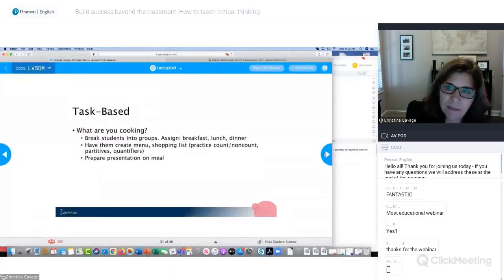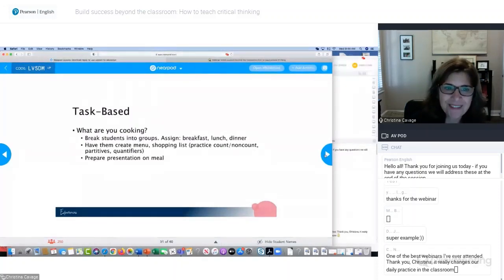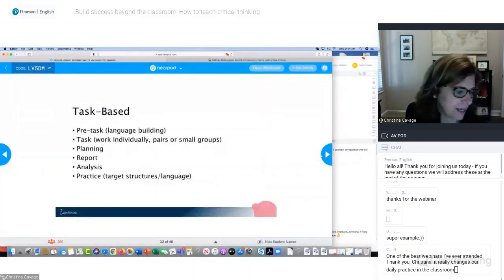So this task base might take one class period or maybe two class periods. But why am I doing this? Well, one, as my students are building their lists, I'm getting them to work on count and non-count nouns. So at the end of the lesson, we would focus on count and non-count nouns. We might also focus on partitives, a loaf of, a box of, and then quantifiers, a few. So this is a great way to really get students thinking and to get them engaged in the task that might be very relevant to many of them.